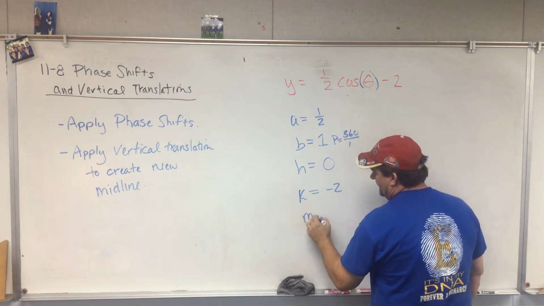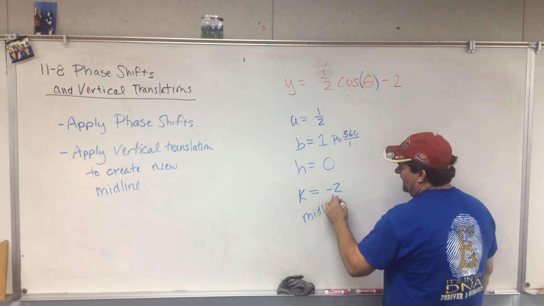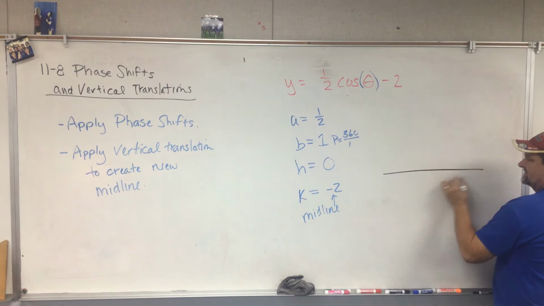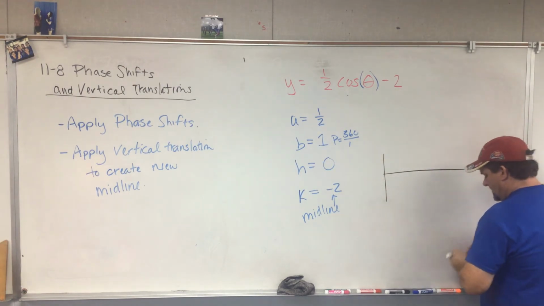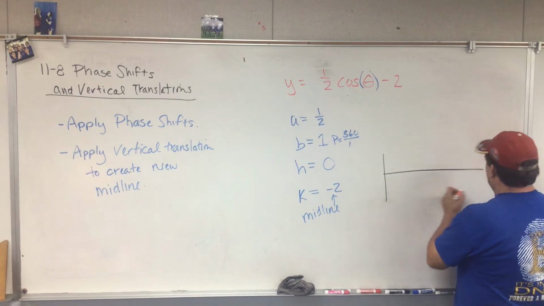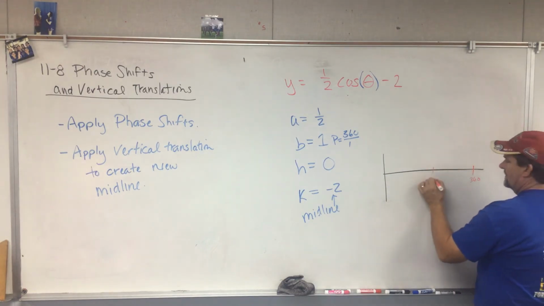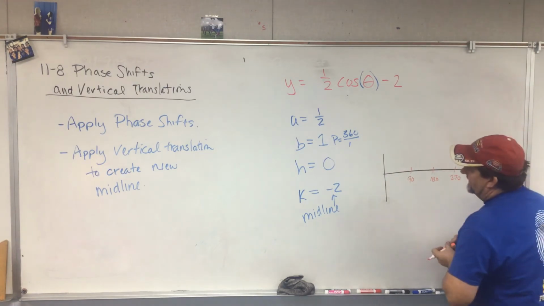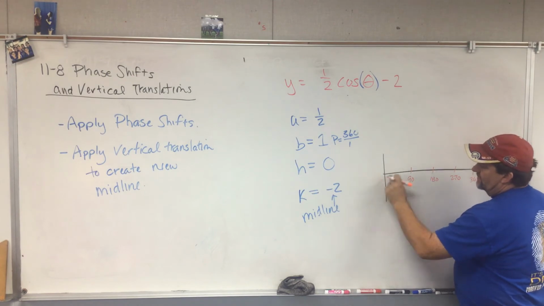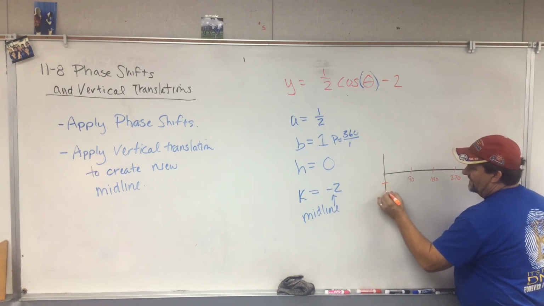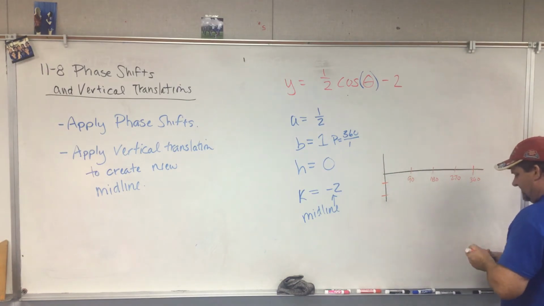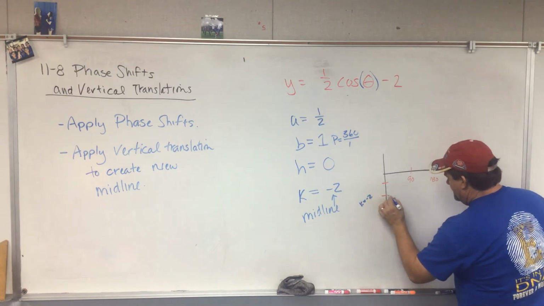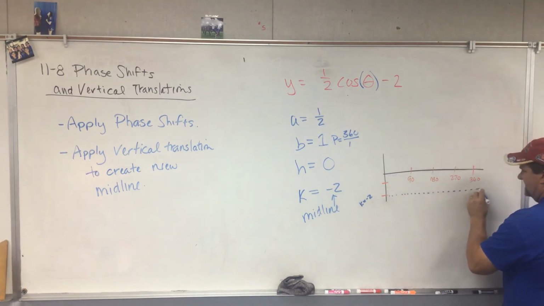That means my midline is -2. So let's draw what that looks like. So we're going to go this way. And we have no phase shift, so we can go 360, 180, 90, 270. All right, now we're going to draw this one first. So my midline, the middle of the graph, is going to go all the way down to -2. So K equals -2. So I'm going to put this dotted line right here for you guys to see this.